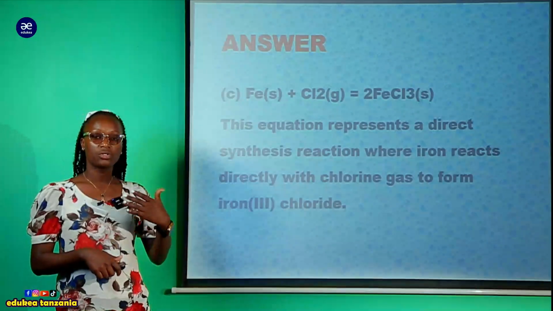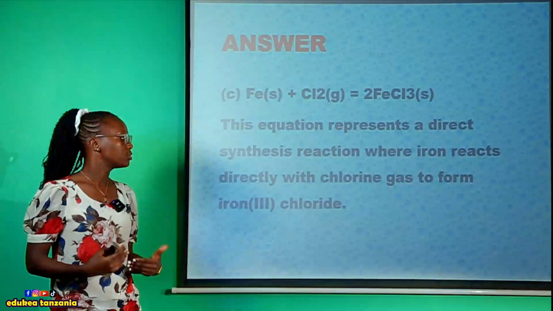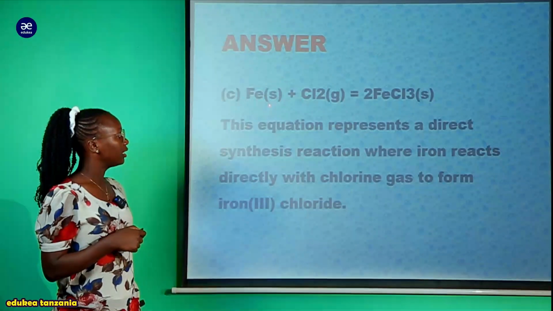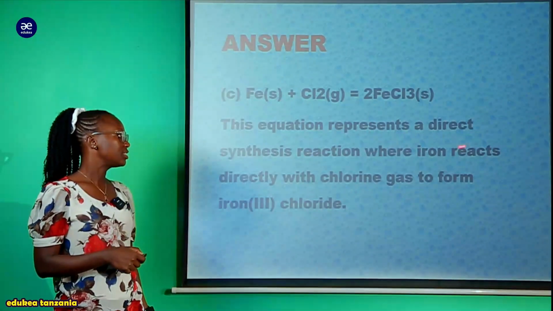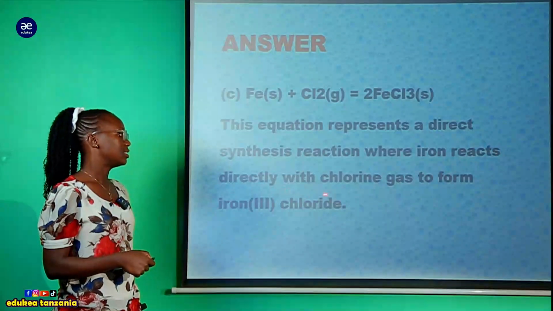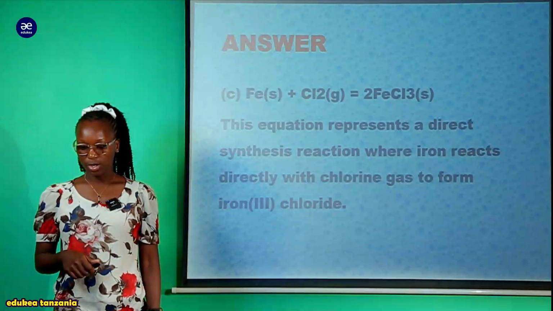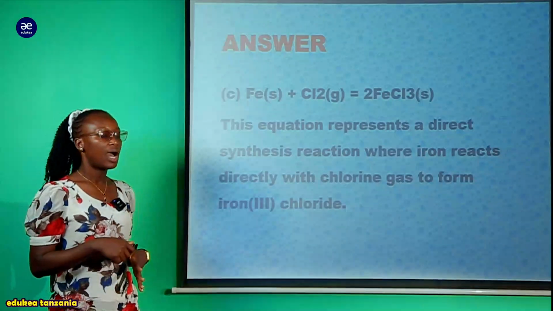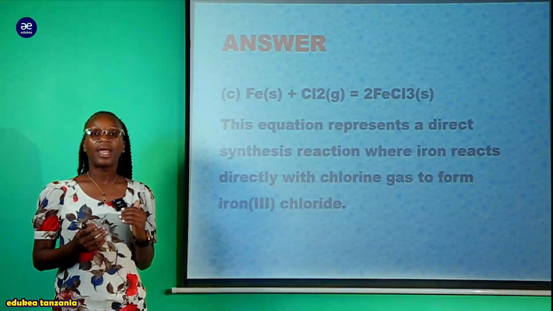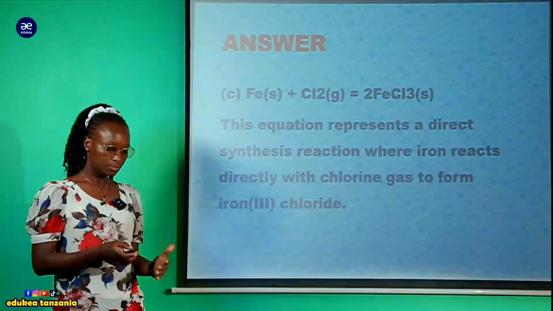In chemistry, when we talk about synthesis, we mean production, producing. So we see that this equation between iron and chlorine gas represents a direct synthesis reaction where iron reacted directly with chlorine gas to form iron 3 chloride. So that is all about our question. My students, we have seen the question was multiple choice, but for the sake of revision you gain a wider understanding.